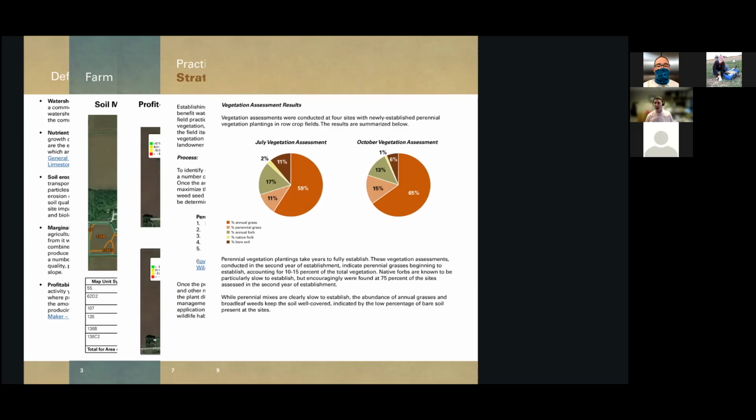But it just goes to highlight that it does take a little bit of time to get these CP23 native mixed species to establish. And so our expectations need to be tempered to match what we're going to see out there, right? It's not going to be like a corn crop where, 4 weeks after planting, you can see the nice healthy plants growing, and then you can see that progression, right? It's going to be a much longer establishment progression for some of these perennial species.